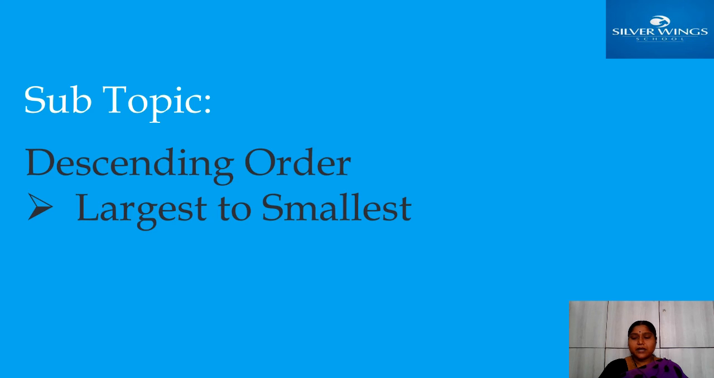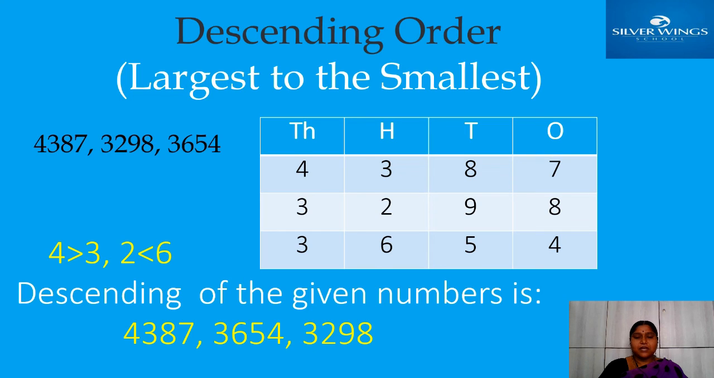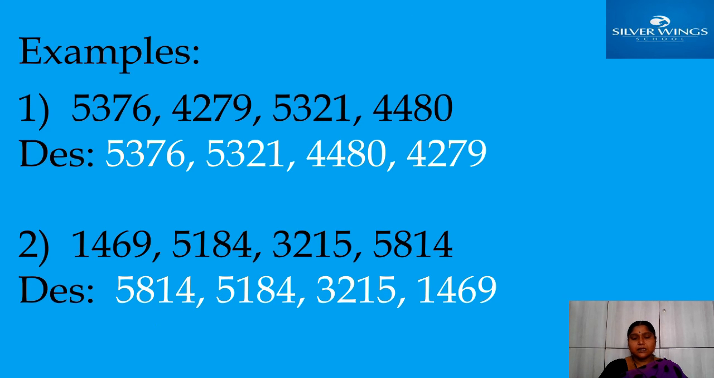Whenever you are writing ascending and descending orders, you should follow these rules. First of all, check the number of digits in the given numbers. If the number of digits is the same, then look at the first digit from your extreme left. If the first digit from the extreme left is equal, then go to the next higher place. If that is also equal, then go to the next higher place.